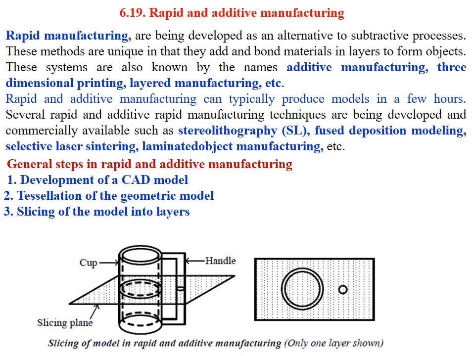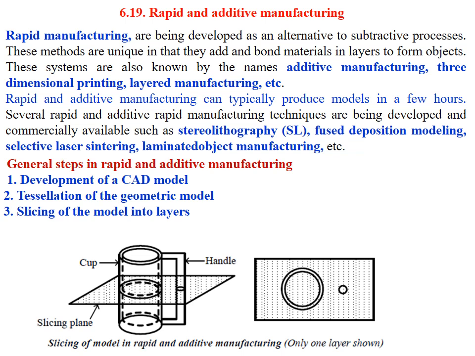This method is unique in that it adds and bonds material in layers to form the objects. These systems are also known as additive manufacturing, three-dimensional printing, and layered manufacturing, among different names. Rapid and additive manufacturing can typically produce models in a few hours. Several rapid and additive manufacturing techniques are being developed and are commercially available.